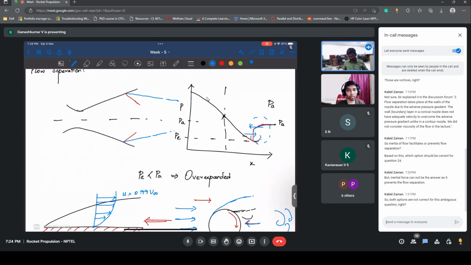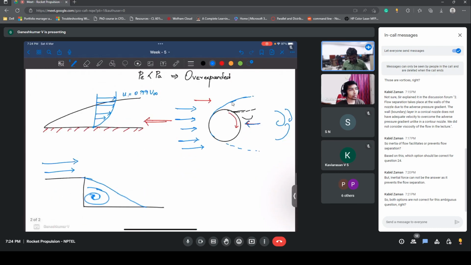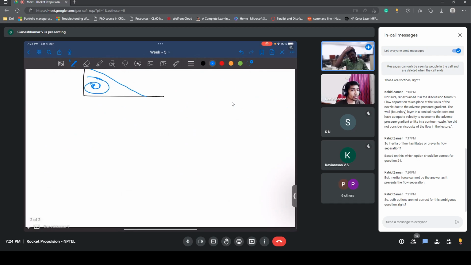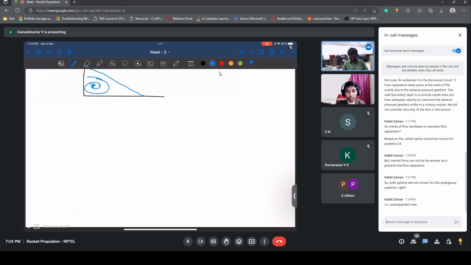I feel some subtlety in the question. If you look at the question quite carefully, it says flow separation in a CD nozzle takes place for nozzle exit pressure much lower than the ambient pressure. So basically, let's say it takes place at... still there is a problem.